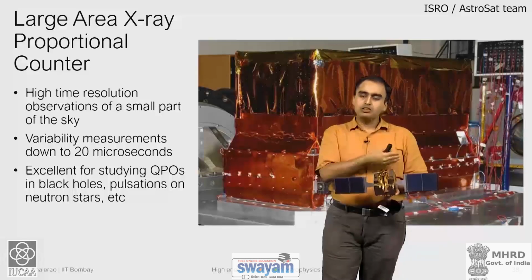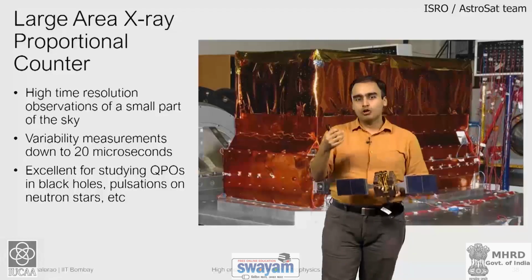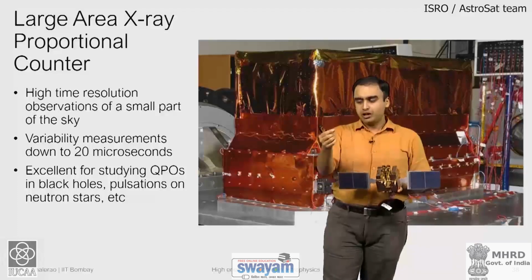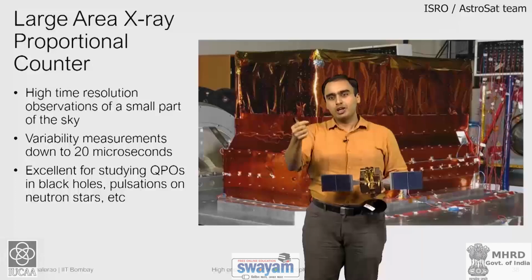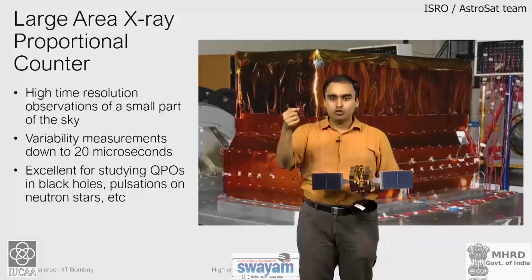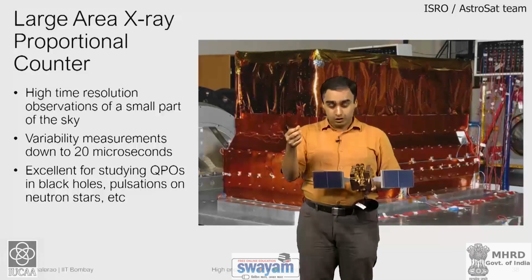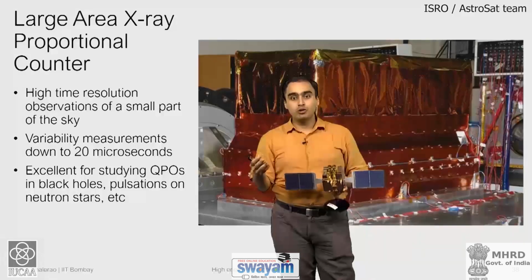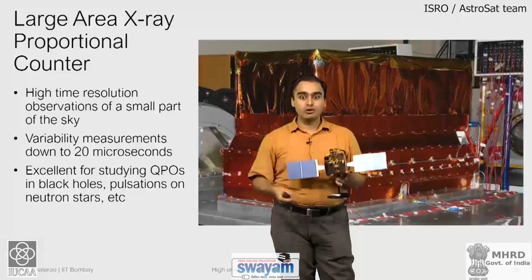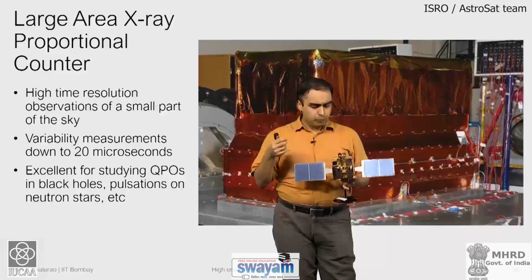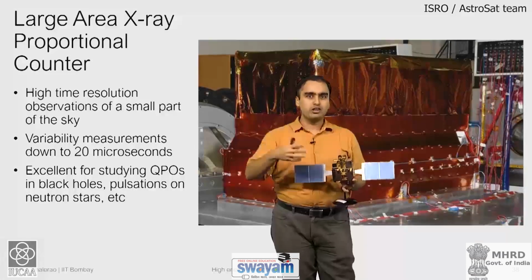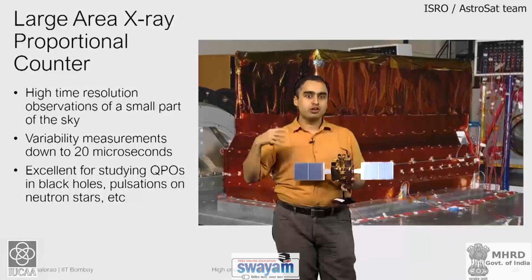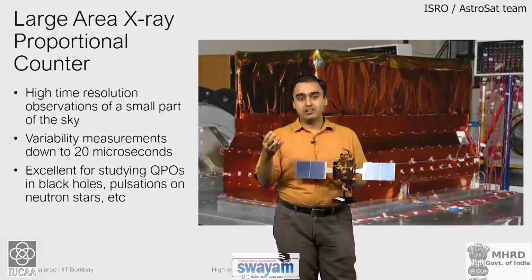So, LAXPC with its huge collecting area collects a lot of photons, and it has a measurement accuracy of 20 microseconds. So, it can measure the arrival time of these photons extremely well and look for variability on short time scales. This is fantastic for studying black hole QPOs, for example. We looked at an example of that already, and for variability studies at a fraction of a second, tenths of a second, or even minute time scales, LAXPC is fantastic.